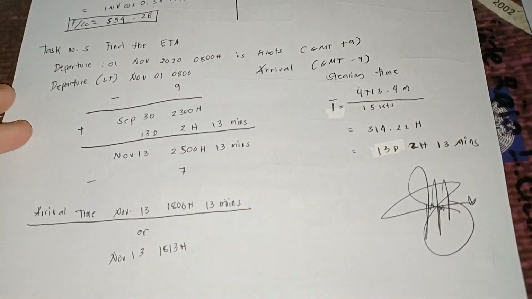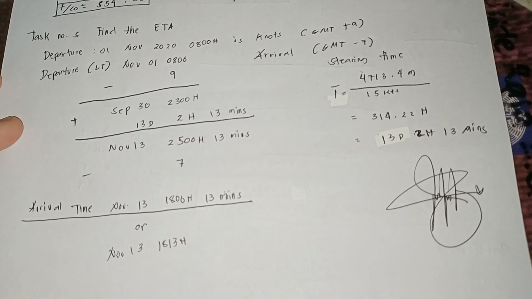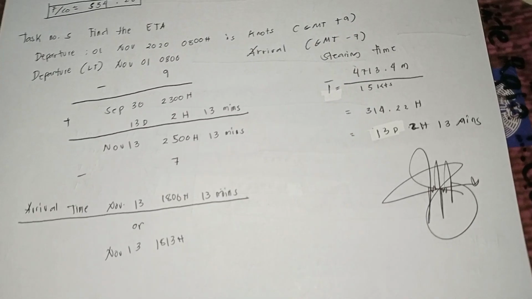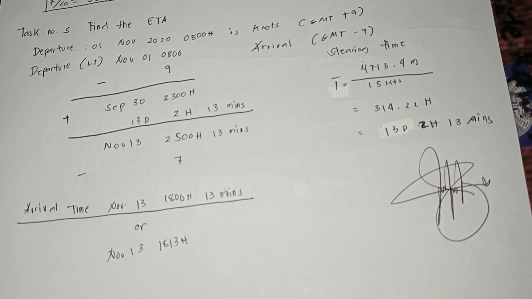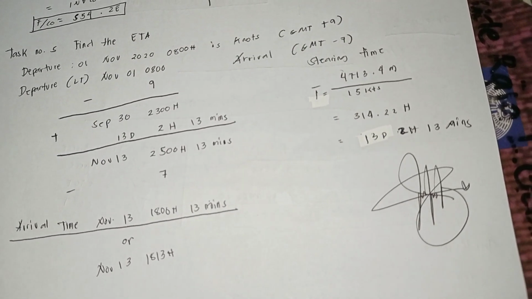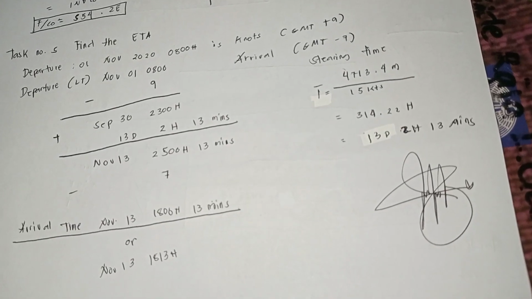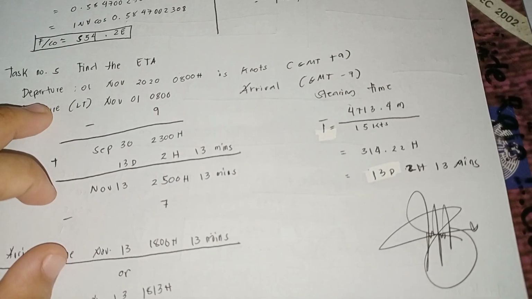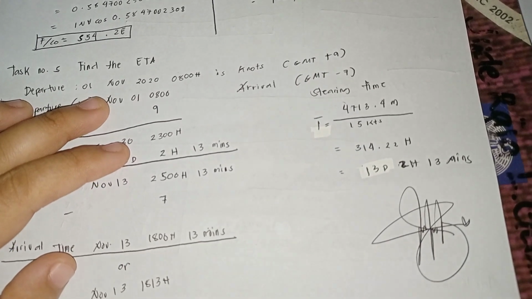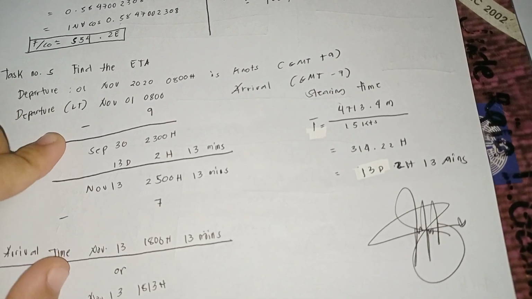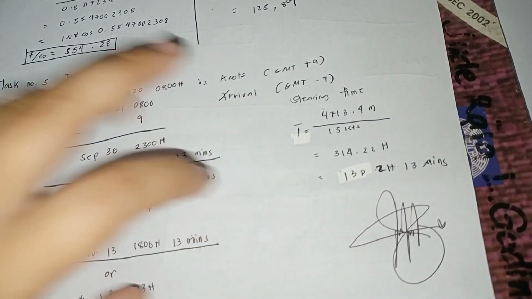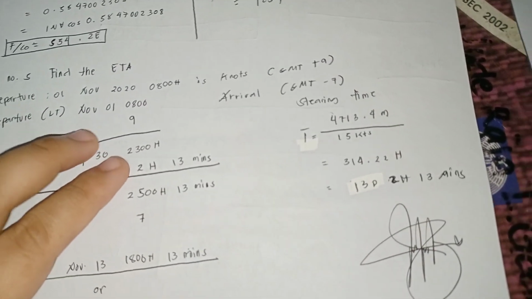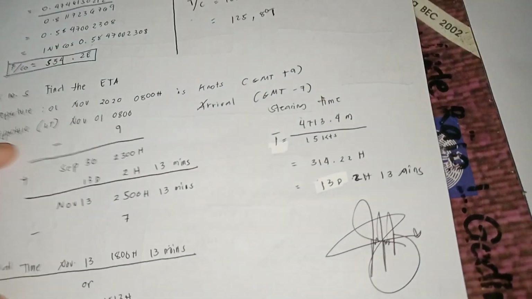And for our task number 5, we need to calculate her estimated time of arrival to Los Angeles, USA, if she will depart Kashima, Japan at 0800 hours, November 1, 2020, at the speed of 15 knots. So to find the ETA, our departure is November 1, 2020, at 0800 hours. For our departure, we have GMT plus 9, LT November 1, 0800 hours, and for the arrival it is GMT minus 7.